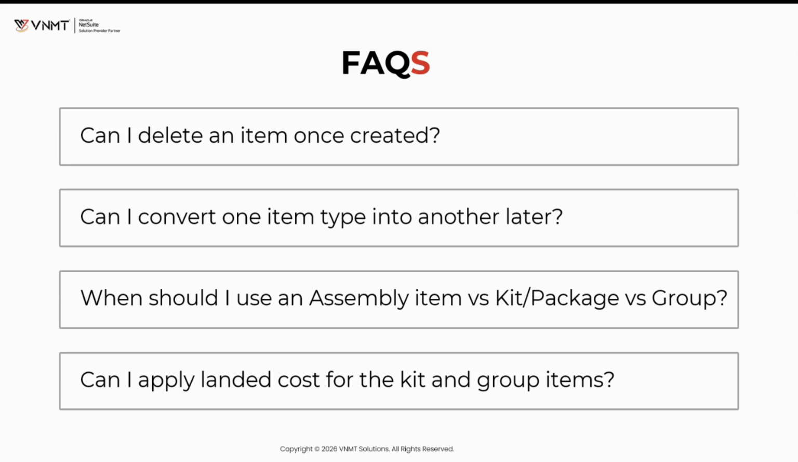Can I convert one item type into another later? In some cases you can convert a non-inventory item to an inventory item, but it's not the best practice. You should ensure that you create correct item types while you are setting it up. If in case you need to switch item types later on, the better way would be to inactivate the previous item, create a new item, and transfer your inventory from one item to the new item using inventory adjustments.